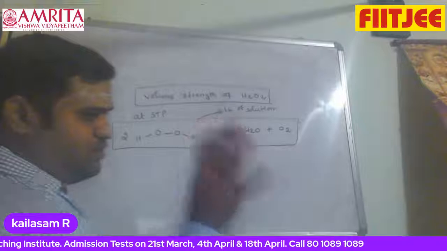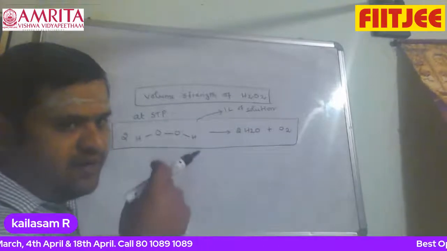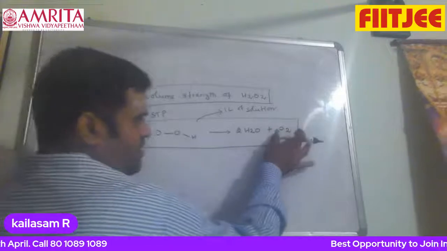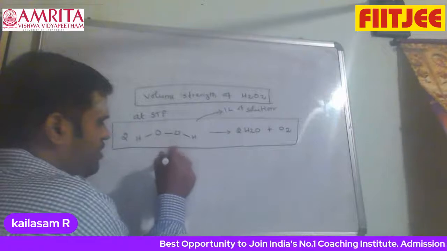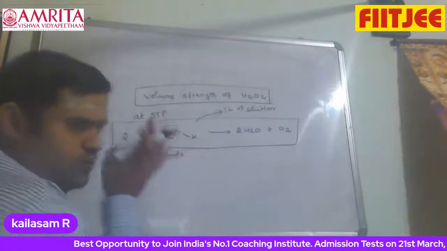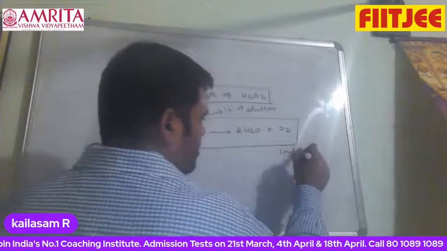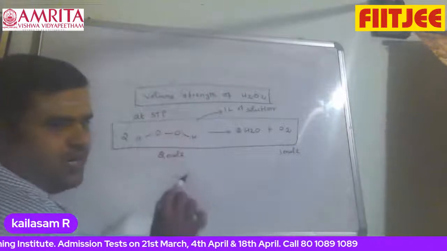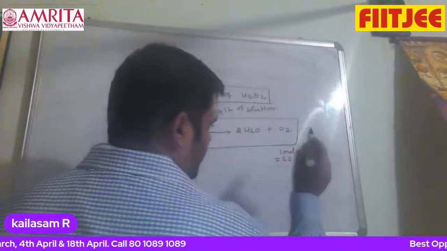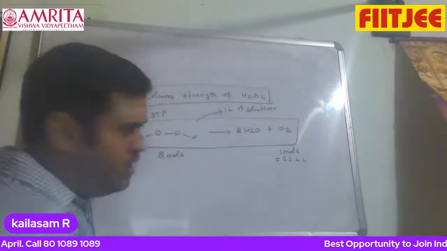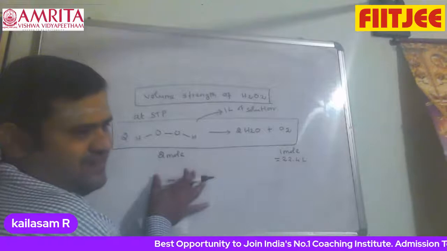When 1 liter of solution is there, the measure of volume strength is found based on how much oxygen gas is liberated. Now I can say that 2 mole of H2O2 liberates 1 mole of oxygen gas at STP, which is 22.4 liters. So 22.4 liters is obtained from 2 moles of hydrogen peroxide.